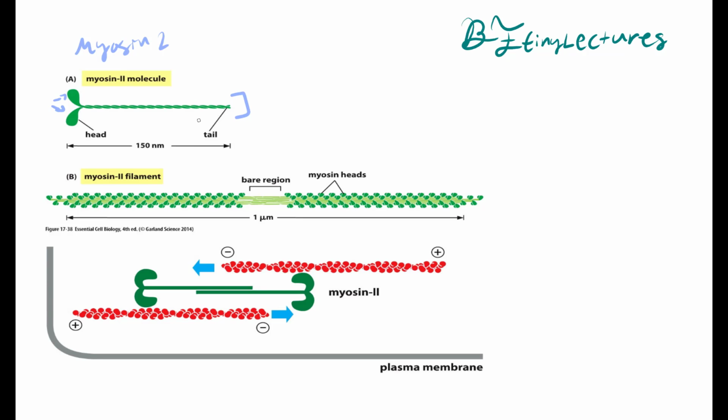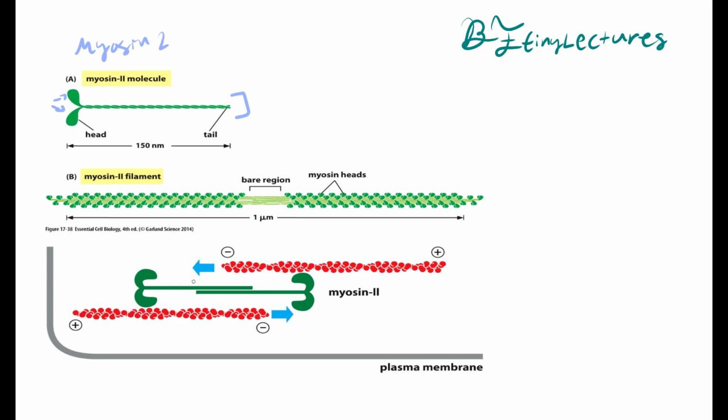Now this is very similar to the creation of the intermediate filament. So if you need to be reminded of how this is created, just watch how intermediate filaments are created. It is the same process. Within this Myosin 2 filament, you will notice that there is a bare region. This bare region is the part of the filament that does not have a myosin head. Okay, that will be important later on.